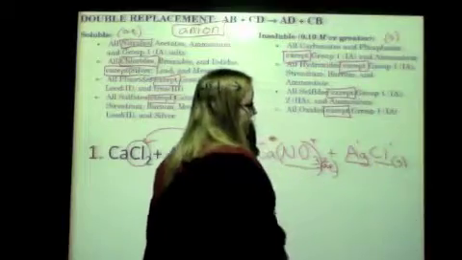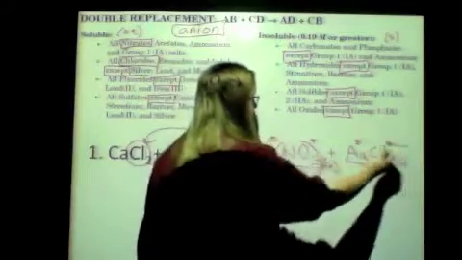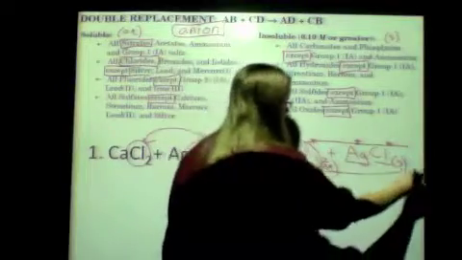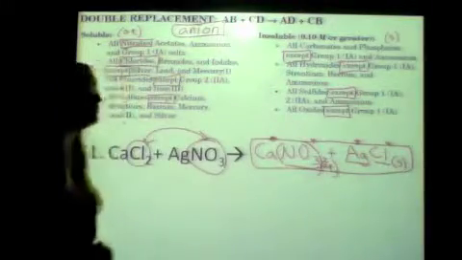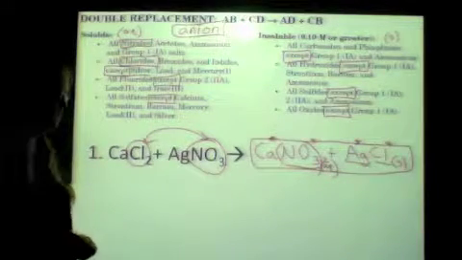For this one, silver's 1, chlorine's 1. Crisscross charges, they're both 1. So your final answer is Ca(NO3)2 plus AgCl.